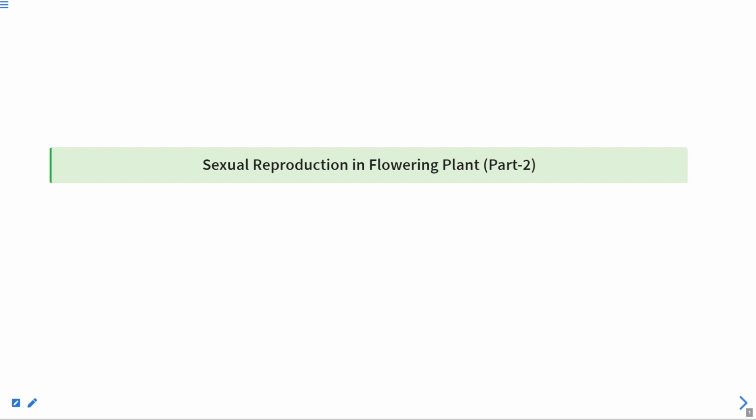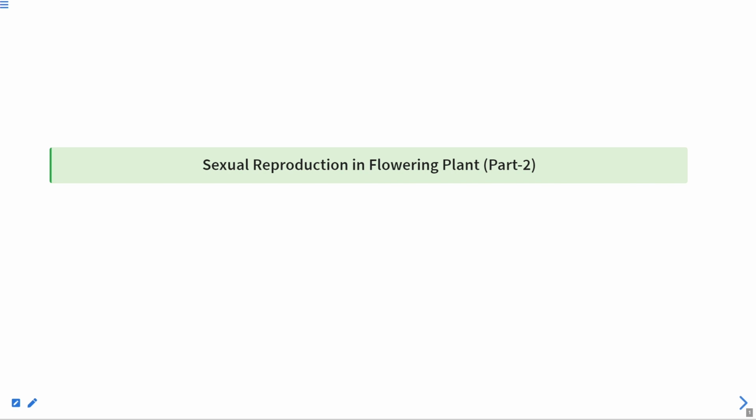So in the previous lecture, what did we study? I introduced you to the topic flowering plants. Flowering plants are basically the angiosperms, and we studied the importance of flowers. Flowers have a lot of aesthetic value and cultural value, and they are also used as ornamental plants, such as roses.